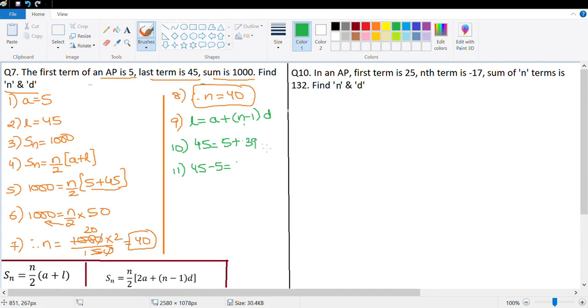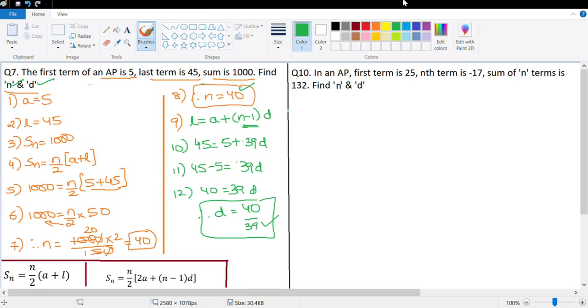So this is 39 times d. 40 minus 1 is 39, and d is what we need to figure out. So 45 minus 5 is equal to 39d, which is 40 is equal to 39d. Therefore, d is equal to 40 upon 39. That's the value of d. As per the question, they wanted us to calculate n, done, which is 40, and d, which is 40 upon 39. Perfect. Let's look at the next question.